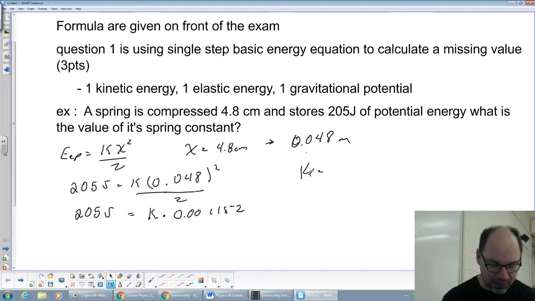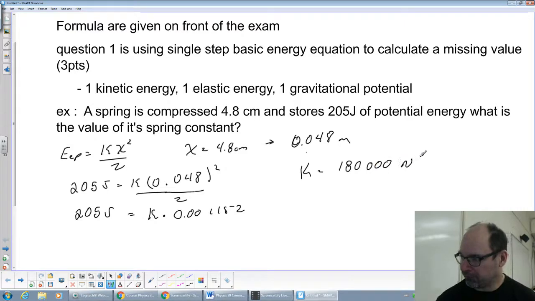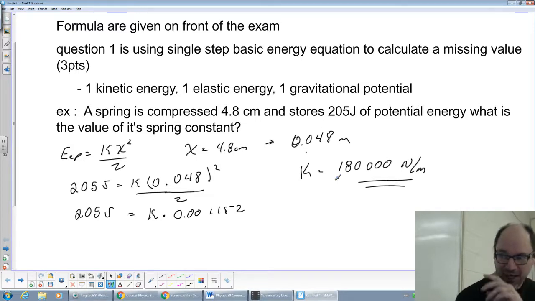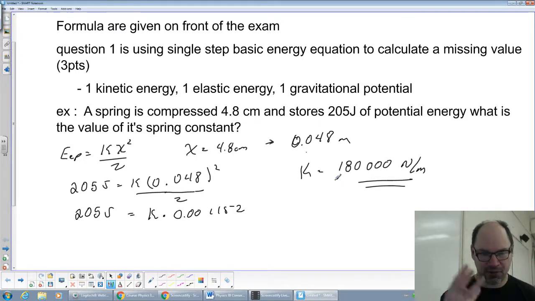Okay, and we end up getting two significant figures, about 180,000 newtons per meter. Pretty strong spring constant in that case. Okay, so that's an example of doing those. Now you have 3 of those on the quiz.